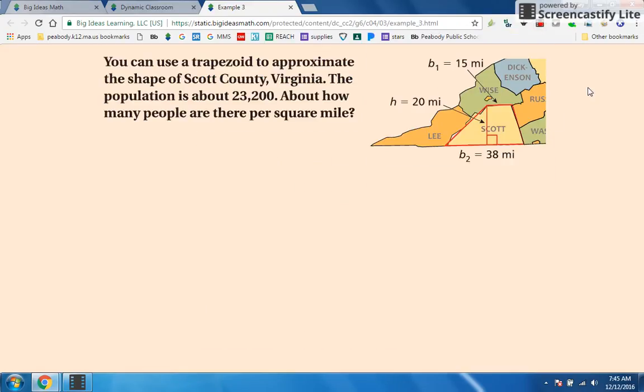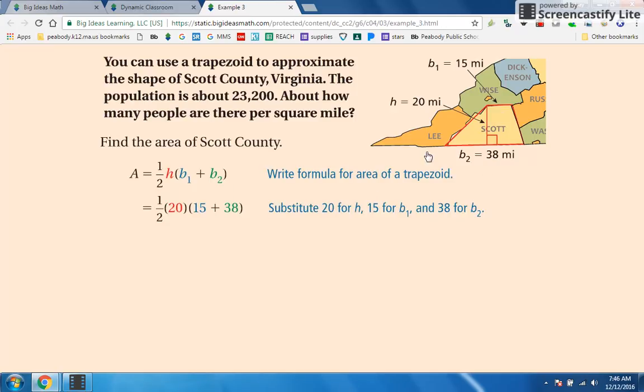For this last one I'm going to do, and then I'm going to give you one to try. It says you can use a trapezoid to approximate the shape of Scott County, Virginia. The population is about 23,200. About how many people are there per square mile? First you have to figure out the area of this county so that you can divide it by 23,200. They're showing you the base is 15, the other base is 38. You would add those two together, and then multiply it by the height, which is 20, and cut the whole thing in half.